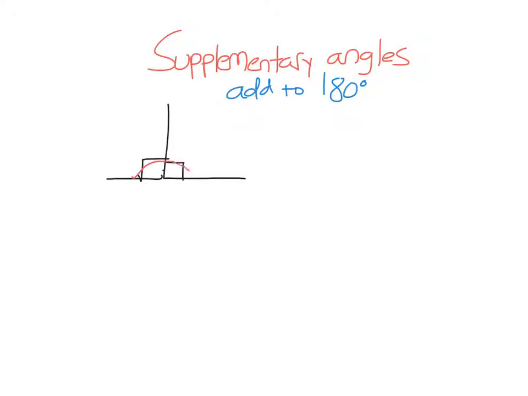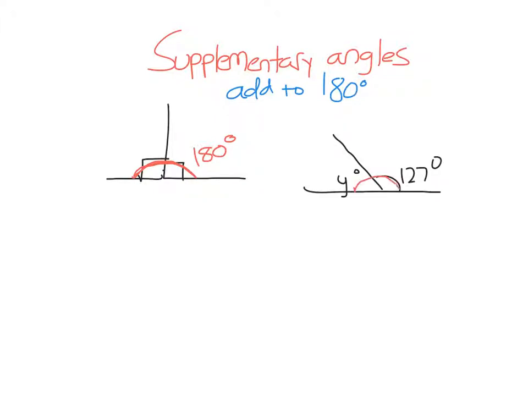Notice that's a straight line. The angle in a straight line is 180 degrees. So supplementary angles basically make up a straight line. Let's look at an example. Here we have two angles that make up a straight line.